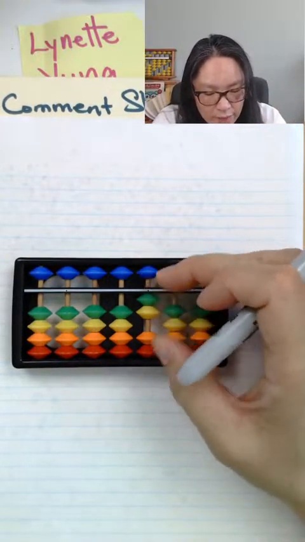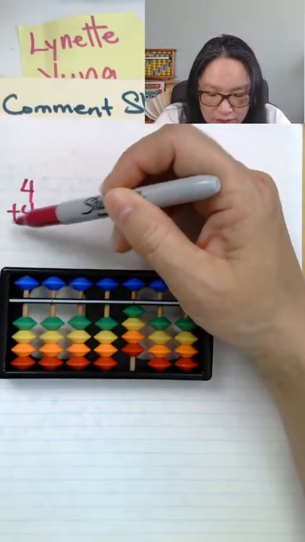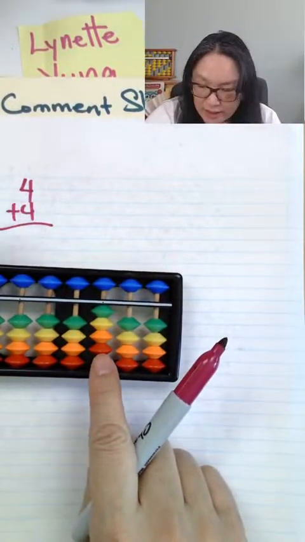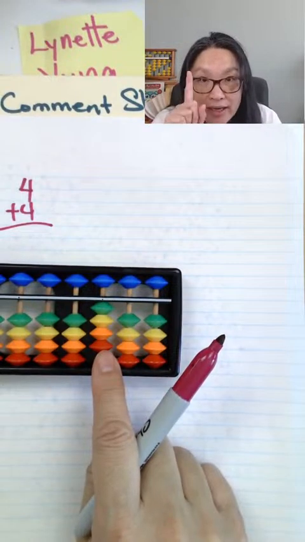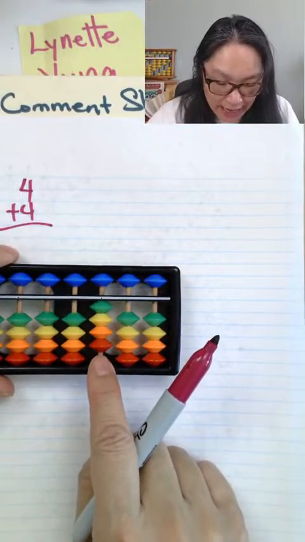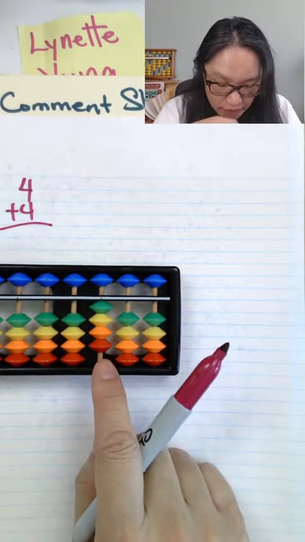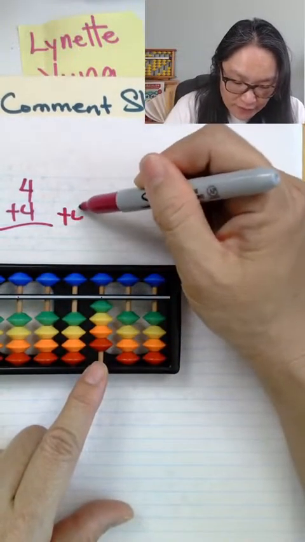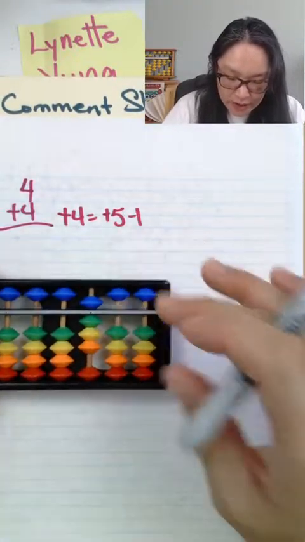So let's do 4 plus 4. Let's do cumulative addition, right? We know in our previous one that if I add 4, I don't have any more beads. So what am I going to do? I'm going to add another 4. The question is how can I add a 4? I don't have enough beads. I can use the 5. So plus 4 is equal to plus 5 minus 1. So I plus the 5 minus 1. Okay, great. So my answer is 8.